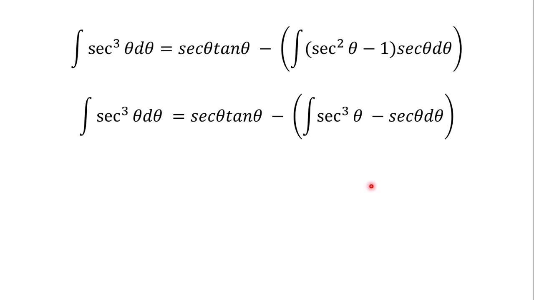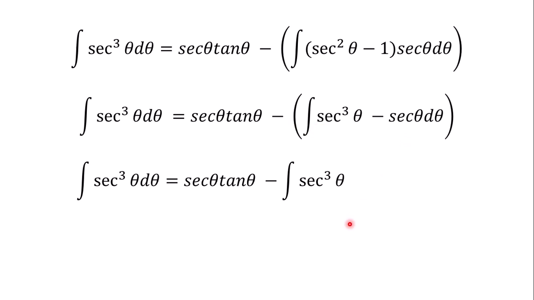Good. Now let's open the bracket. This time this one will give us negative. This time this will give us what? A positive answer. But we will just split it. When you open the bracket, this is what we are going to get: the integral of secant theta tan theta, minus the integral of secant theta raised to the third power d theta, plus the integral of secant theta d theta.